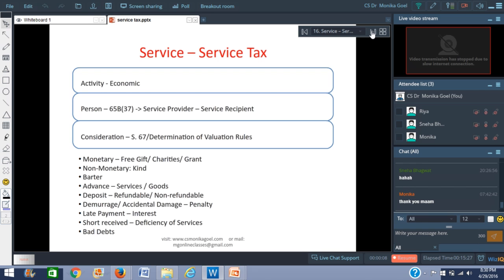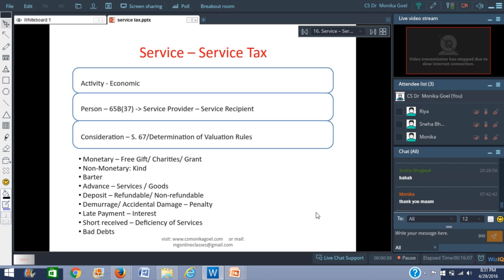Now why so? Because as I discussed with you in the last class, the point of taxation is when the service has been provided or agreed to be provided. So when you pay advance, at that point of time, service has been agreed to be provided, right? And therefore, even when we receive advance, we have to charge service tax, we have to deposit service tax with the government. Now, if it is a deposit, now we are coming to a different situation here.